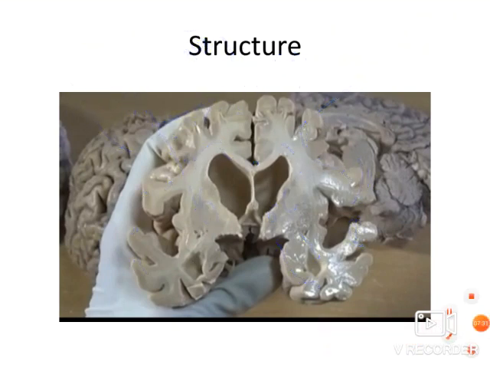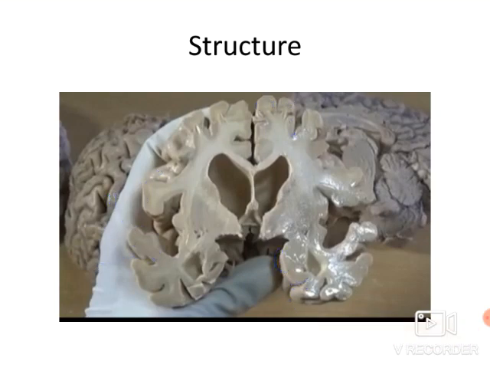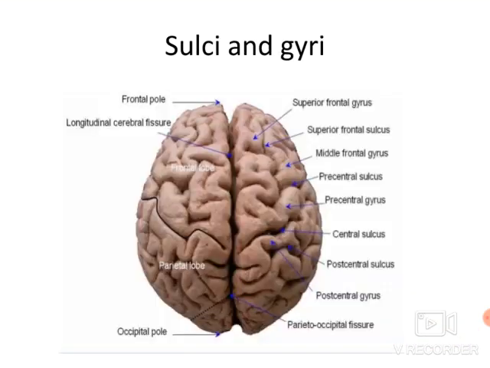Then you can see these elevations and depressions of the cerebrum that form the gyri and the sulci present on the cerebral cortex.